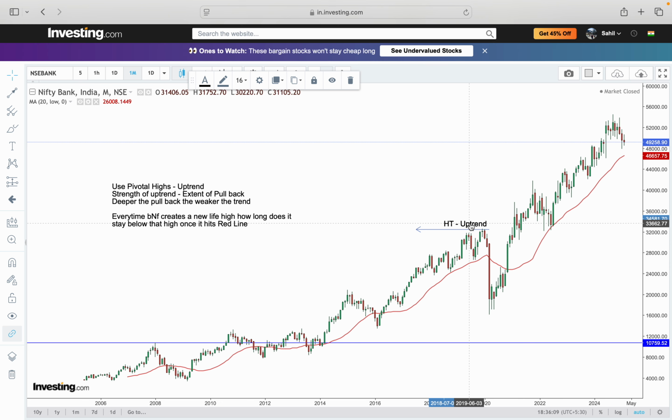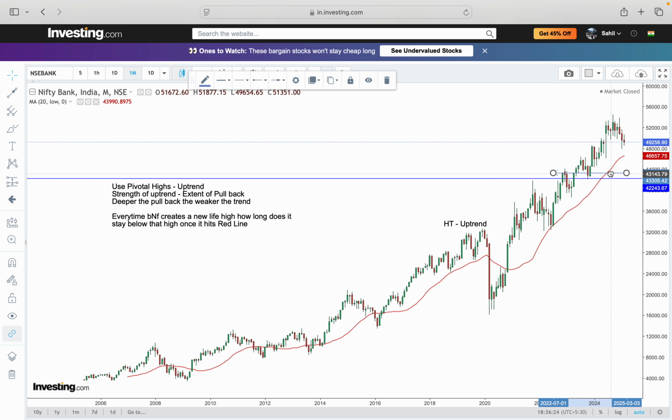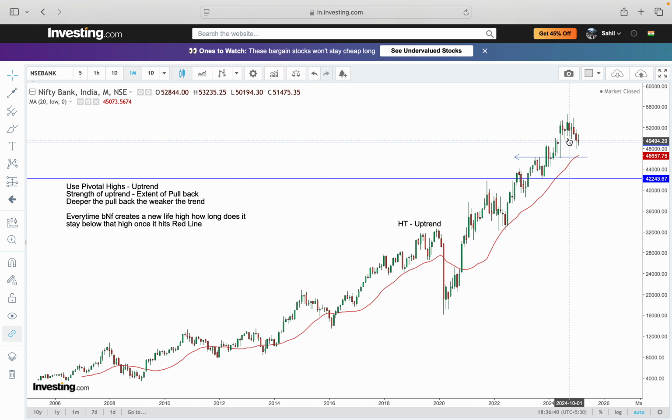For example, this is a good example here. This is a relatively shallow pullback, because we can see that it has not come very close to the red line. Similarly, we could have another example here and another example here. We can see that they have not come very close to the red line. Typically, whenever there has been a shallow pullback, the new high has happened rather in 1 or 2 quarters. So this is exactly where we are in the market at the moment, that we are seeing a pullback.